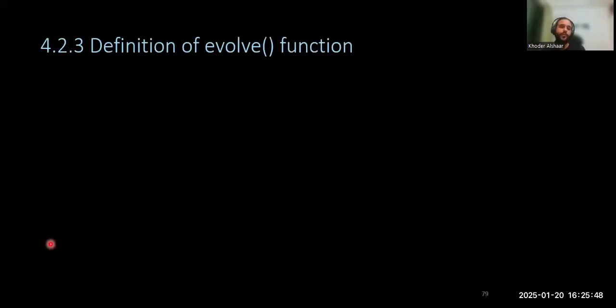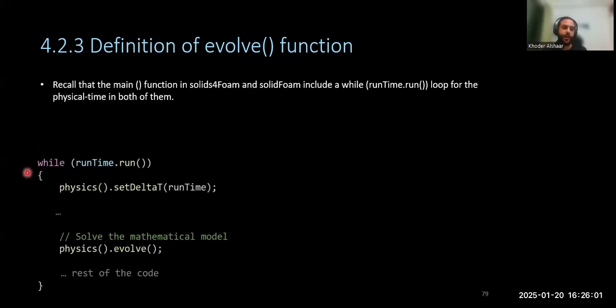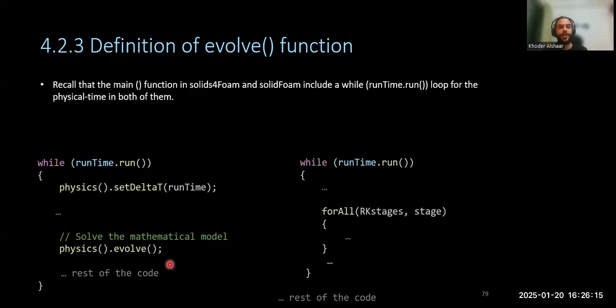So now we move to the main implementation of the new solid model, where we have to implement the mathematical model in the evolve function. Just recall that in the main function, in the higher level of solids4foam, we had this while loop, and it has physics.setDeltaT, physics.evolve. So this is the evolve function, but this is only calling the function, not implementing it. The implementation will come from the explicit solid dynamics toolkit, where we had the Runge-Kutta and all the pre and post lines, which we have to move to the evolve function now.